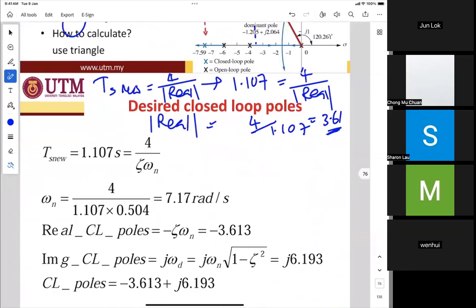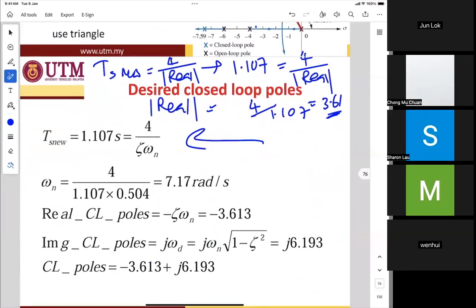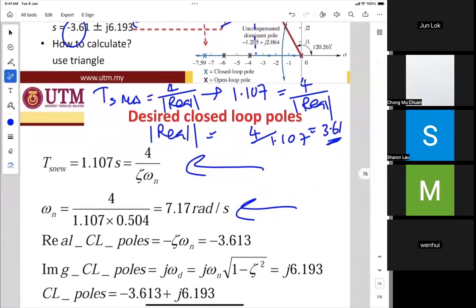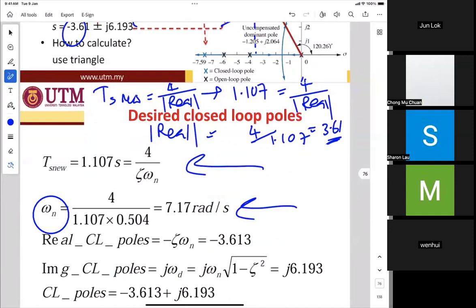So these are the calculations there. We got the new omega n, or you can use the graph. Once you get the new real part, which is 3.61, you use the omega n formula: omega n is equal to 4 divided by 1.107 multiplied by 0.54. This formula comes from Ts new equals 4 divided by the real part.